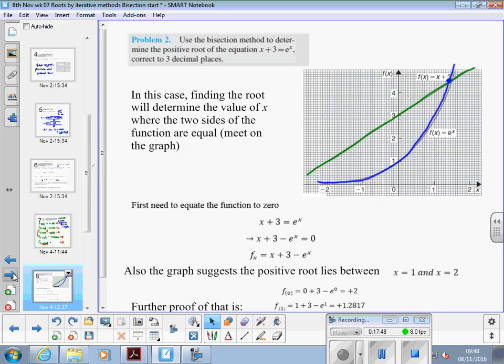Okay. First thing we need to do here is rearrange that equation so it equates to 0. So here's our function, x plus 3 is equal to e to the x. So simply take e to the x from both sides. Then that's the function that you're going to use iterative methods on now, to solve.